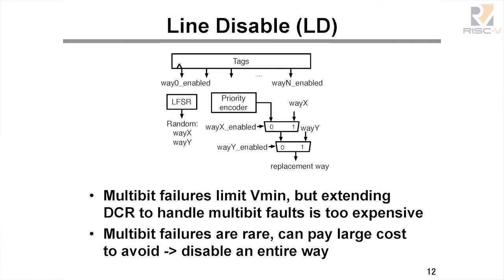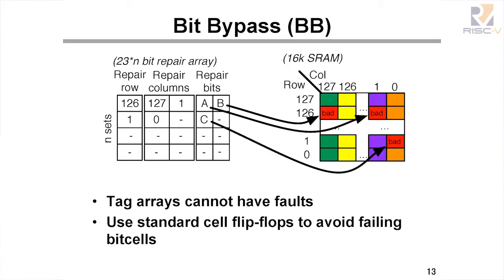Last, DCR and line disable store their reprogrammable redundancy information inside the tags. But the tags themselves could have an error. Instead of requiring that the tag array has assist techniques that are used nowhere else in the design, or is upsized with bigger cells, we propose using an expensive but workable bit bypass technique that uses standard cells to create a map of all of the failing bit cells inside the tag array.